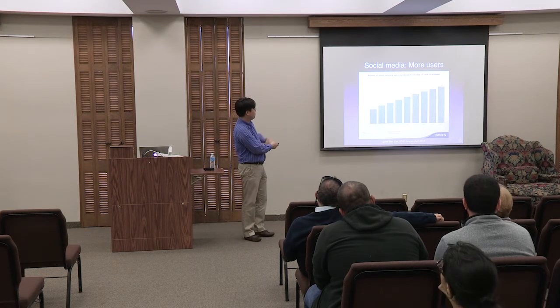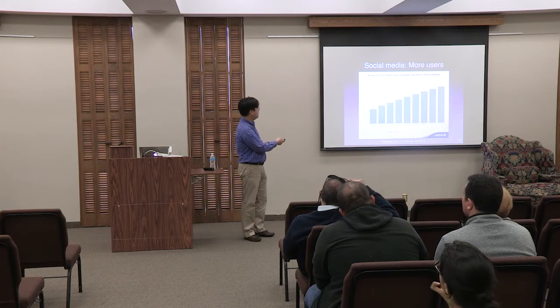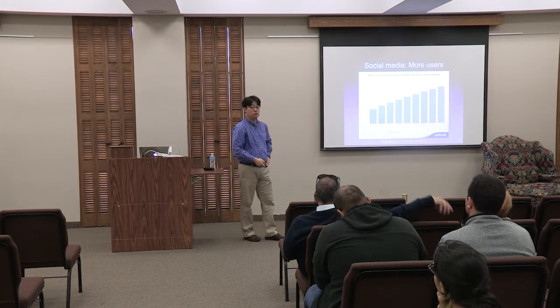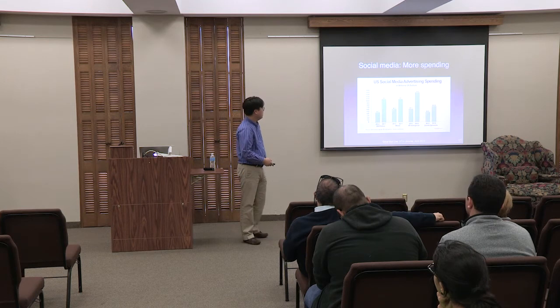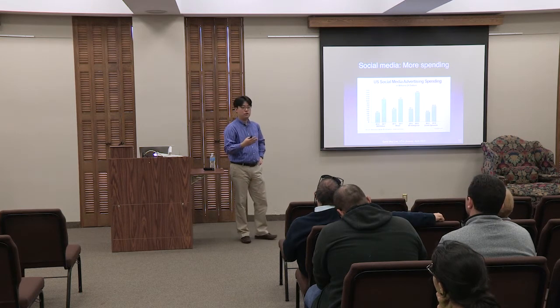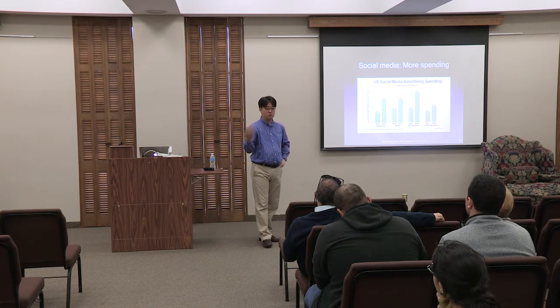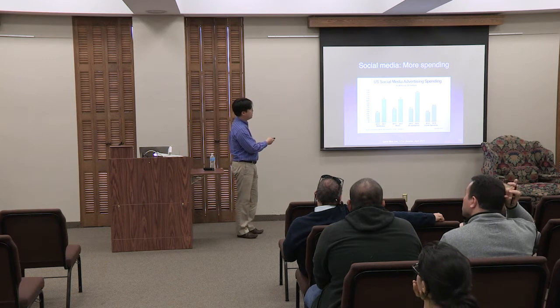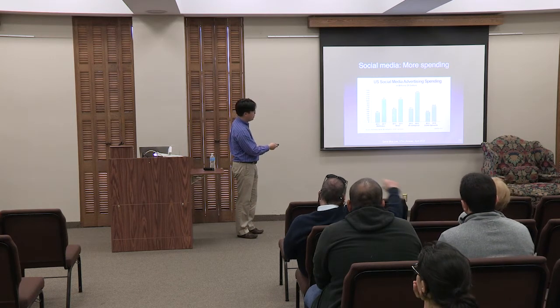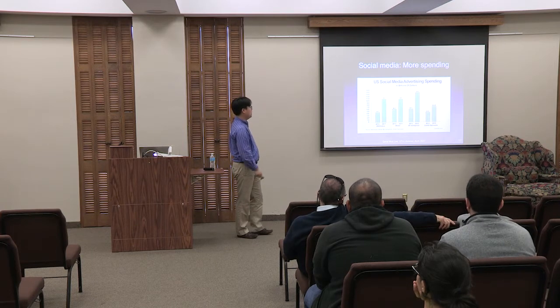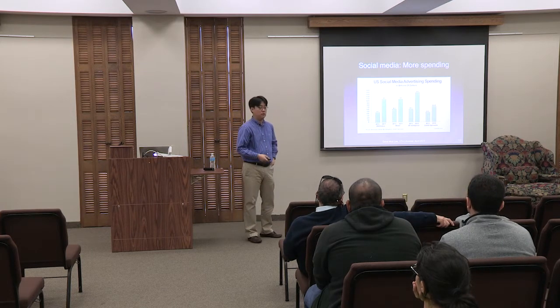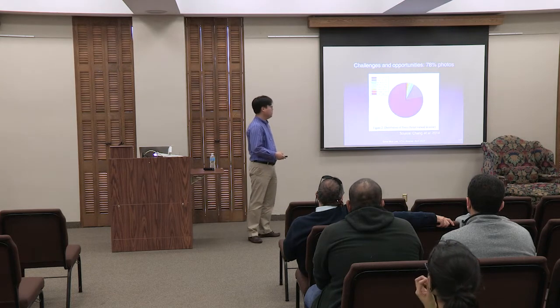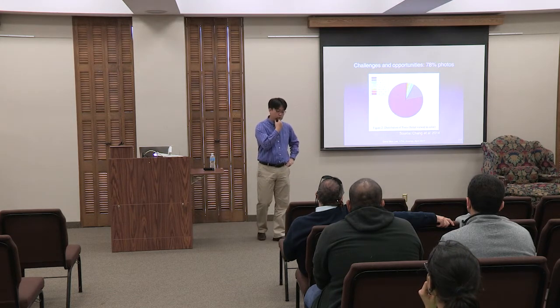You see this graph over here. Over time, we now have about 2 million social media users. Because a lot of people are using social media, companies are using social media to promote their new products or any events, right? So their advertising spending has been doubled. Based on different metrics, over the few years, the advertising spending has been doubled. So they're spending a lot of money. That's the background.